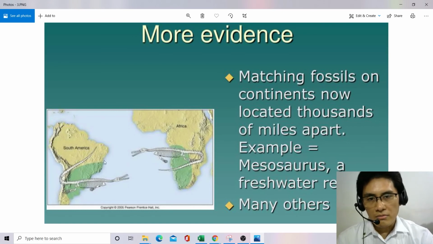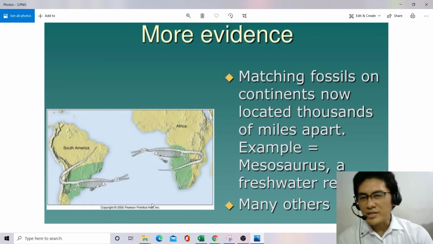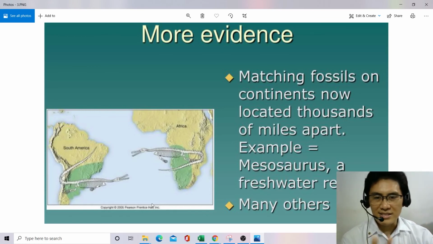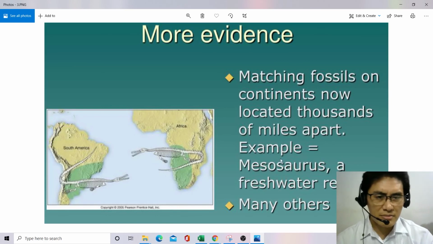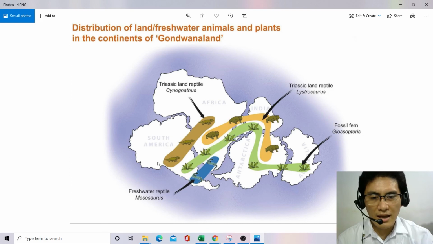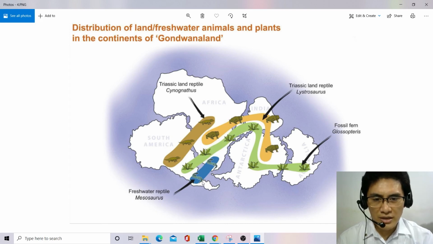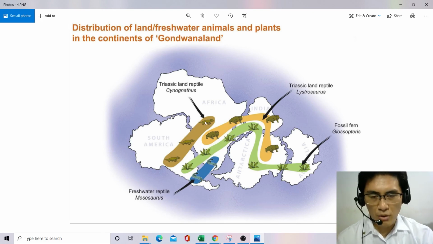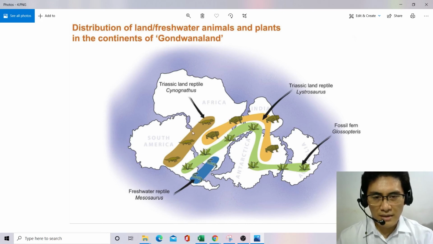So the first evidence was the jigsaw fit of the continents. The second one is fossils. And it doesn't stop at Mesosaurus. You could have Mesosaurus connecting the tip of South America and the tip of Africa. Then you can also find Sinognathus, and I think both pronunciations are accepted. This is another reptile-like fossil that connects Africa and South America.